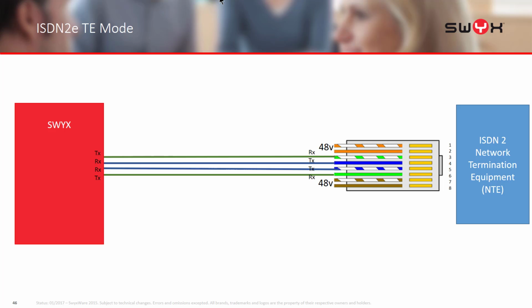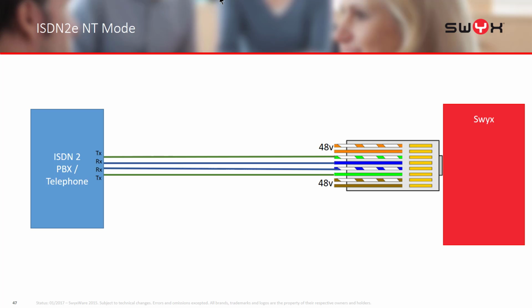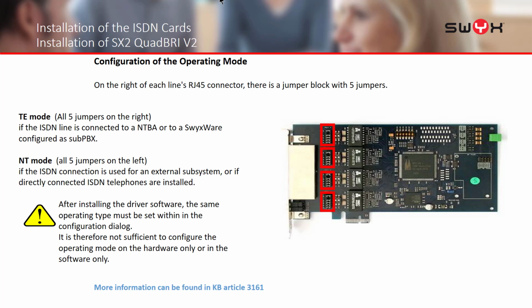But if we move things around now, and Swyx is now providing the telephone line into a sub PBX, well, if we left the Swyx hardware as it was, our transmit and receive pairs would be configured exactly the same way as everyone else's telephone system, so they couldn't talk to one another. What we actually need to do is reverse those pairs over, so our receive pair and transmit pairs are swapped over, so we can emulate the network. Could do it with a crossover cable, of course, but no one makes those. Anyway, we have some switches to do that for you.